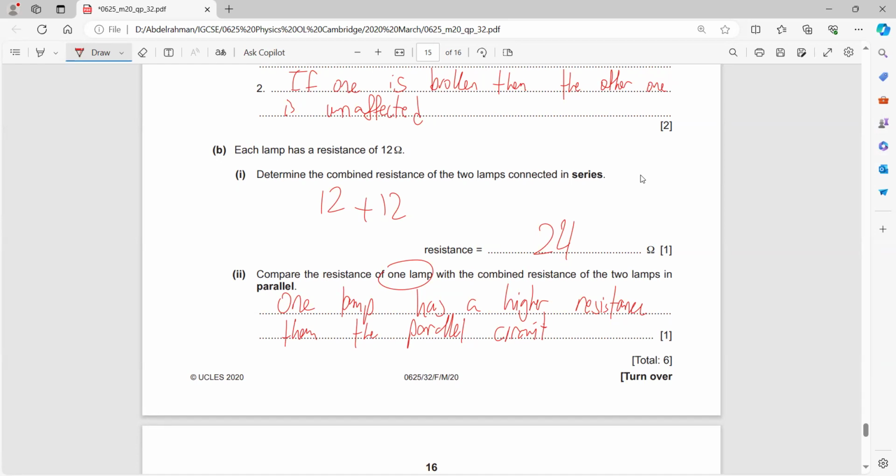So if I have one lamp on its own, which is 12 ohms, for example, what is the combined resistance of the two lamps in parallel? The combined resistance will definitely be less than 12. Are you required to calculate it? No. But again, if I have one lamp on its own, it's 12 ohms. If I have two lamps in parallel, total resistance will be less than 12. Is it because the current is split? Because the current will increase. So when the current increases, the resistance will decrease. Okay.